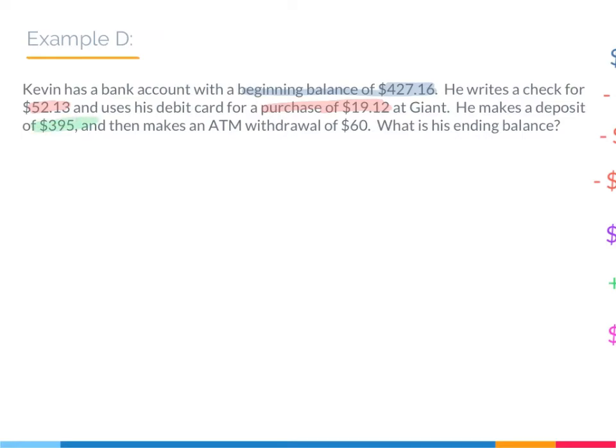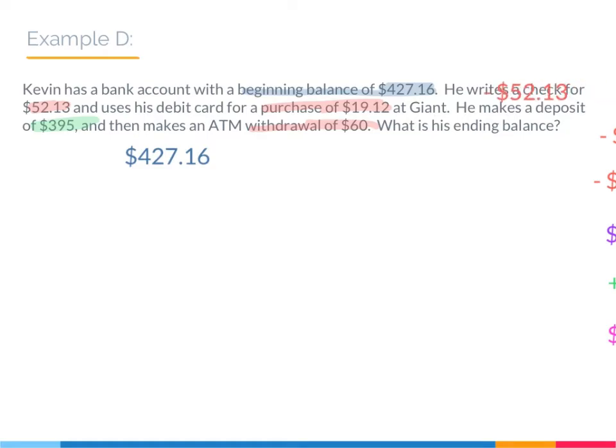Notice I'm going to be using green for positive. And then he makes a withdrawal of $60. So withdrawal, that's again a negative amount of money, so he's going to be taking money out. So now we have this information. Let's go ahead and start our problem. So we know that he's going to start with $427.16. Now, rather than going back and forth with negative, positive, I'm going to just take away all the negatives first, and then we'll add the positive back at the end.